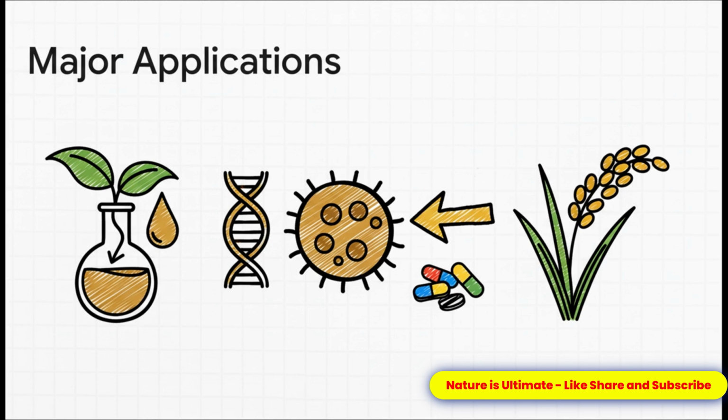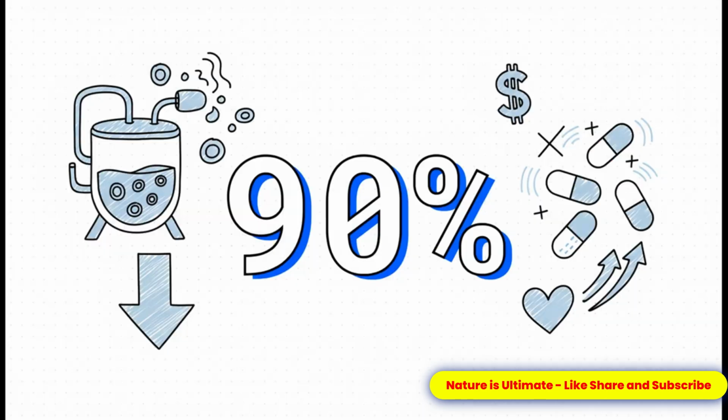And we're even boosting the nutrition in our food, like with golden rice, which was designed to fight vitamin A deficiency in developing countries. And just think about the impact here. Take the most important anti-malarial drug. By engineering yeast to produce a key ingredient for it, scientists slashed the production cost by a staggering 90%. That's not just about saving money, that's a massive public health victory that has literally saved countless lives.